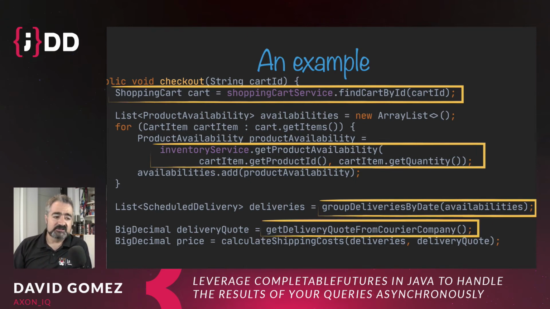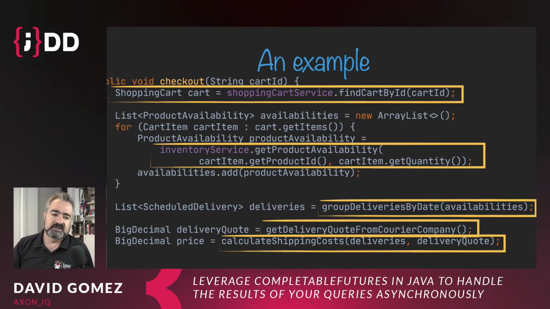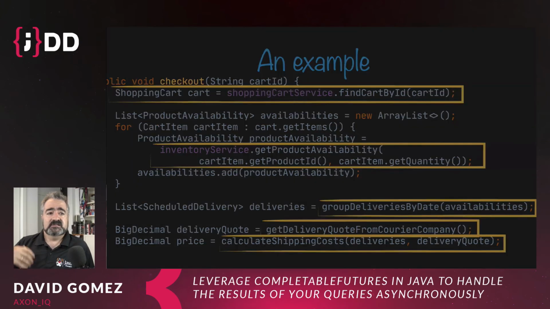So we also need to ask our courier company for the quote, for the price, for sending some deliveries that we are going to schedule immediately. And finally, with that information and the amount of deliveries that we have, we probably need to calculate the shipping cost. So basically, this is the process of the code, but this is in a diagram.